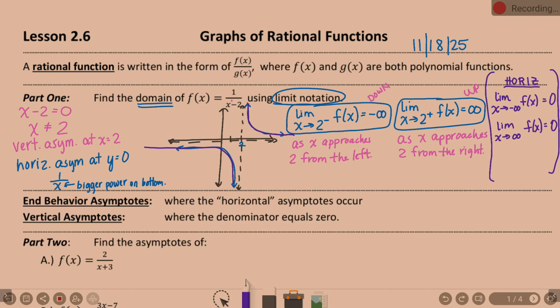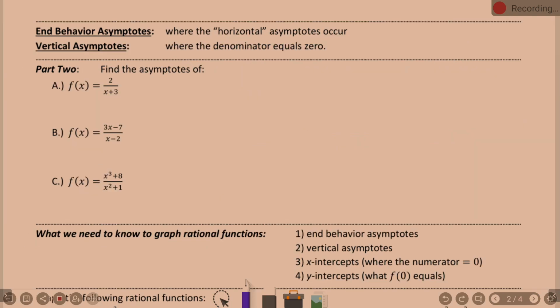Okay, I already mentioned all of this, I think. In behavior asymptotes, whenever you're asked about end behavior, they're basically asking horizontal asymptotes. What's your graph doing off on the ends? Vertical asymptotes, where the denominator equals 0. Okay, so part 2 here. The directions are find the asymptotes. Okay, yes, we're going to find the asymptotes, but we're going to express these asymptotes all in terms of limits. Okay, what's going on in terms of the limit.